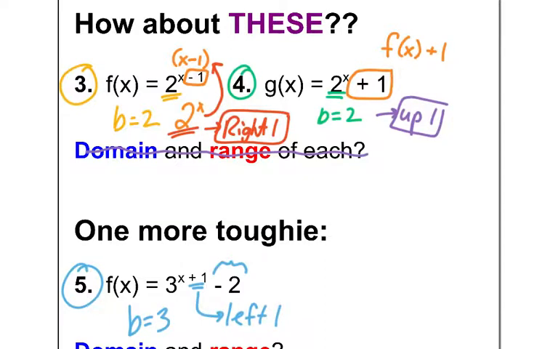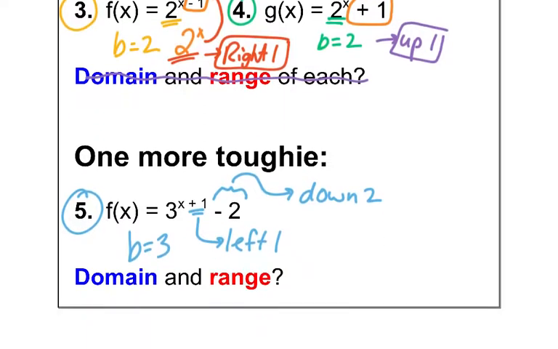How about this minus 2 on the outside? Ooh, it is on the outside, right? Because it's on the outside, it's a y change. And it's negative, so it's definitely going down 2. Wow, good job. Domain and range?